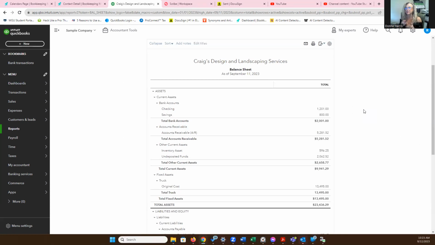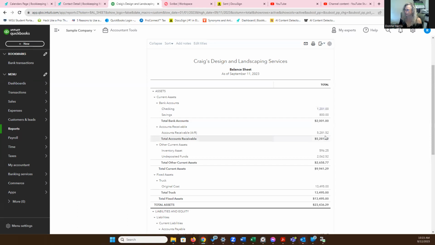Now, the balance sheet is a snapshot of how your business is doing right now in this very moment. So this is just, what was the business like as far as assets and liabilities and equity on September 11th, 2023. Okay, so we can look through this and we can see there's $1,200 in checking, there's $800 in savings. Those would be the available balances as of the date this report was run.